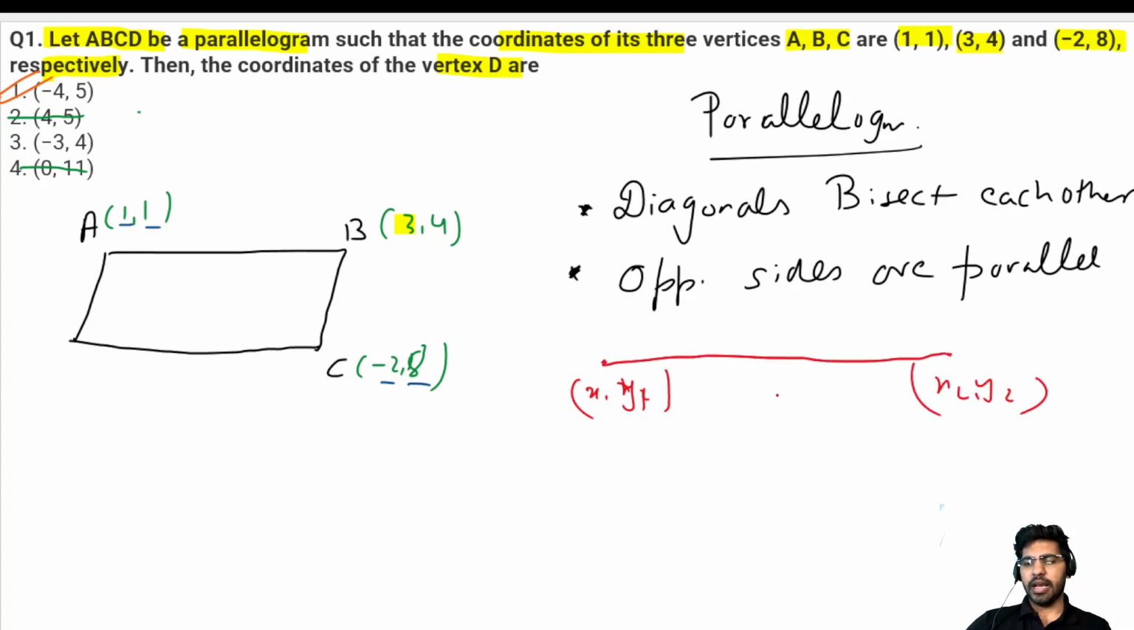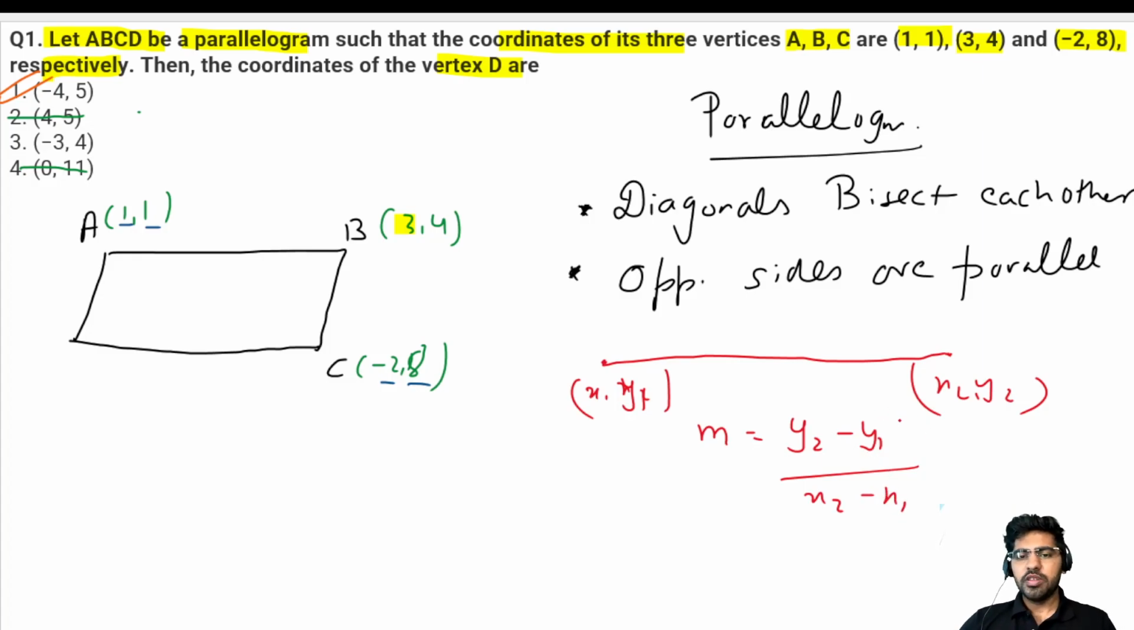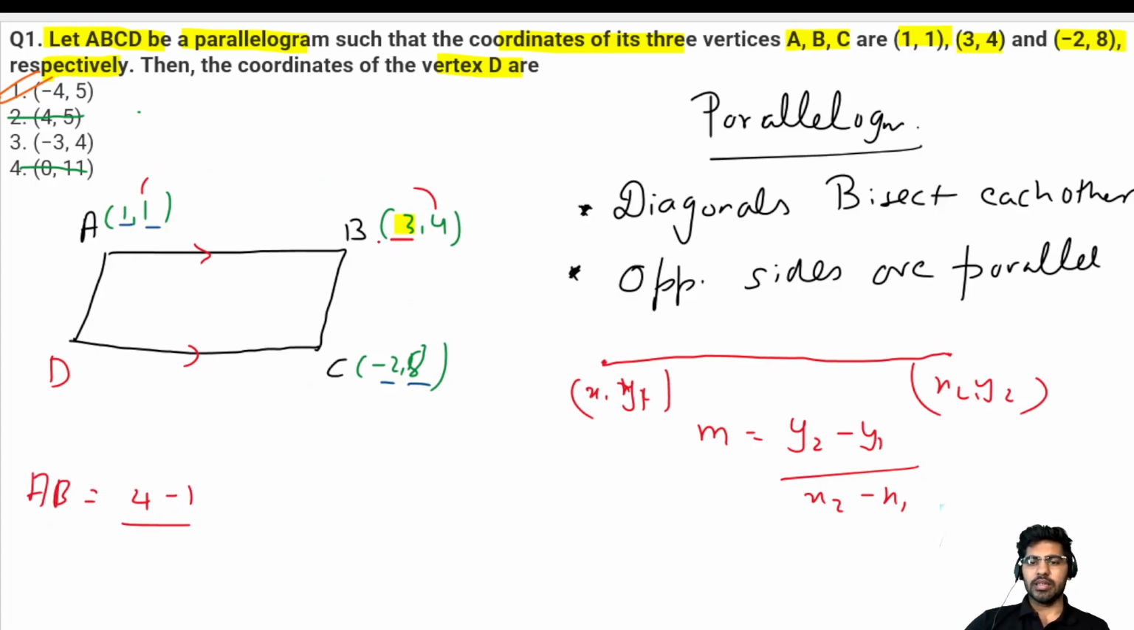The slope of the line is denoted by the letter m, which is given by y2 minus y1 upon x2 minus x1, right? So if the two lines have the same slope, let us find the slope of line AB. AB is parallel to this line, that is CD here, right? So y2 minus y1, that is 4 minus 1. For line AB, the slope is 4 minus 1 upon x2 minus x1, that is 3 minus 1, that is nothing but 3 over 2, right?